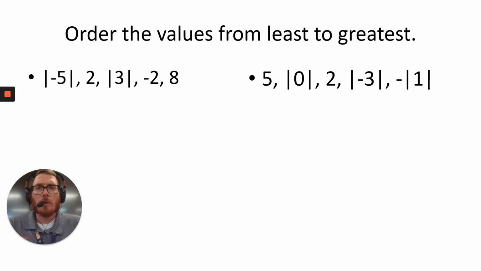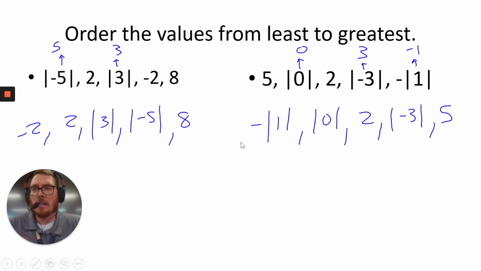Okay, let's look at the ordering of these numbers from least to greatest. First off, on the question on the left, the lowest number should be -2, and then 2, then the absolute value of 3, which is 3, the absolute value of -5, which is 5, and then 8.